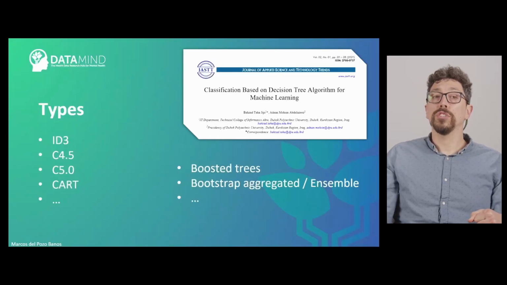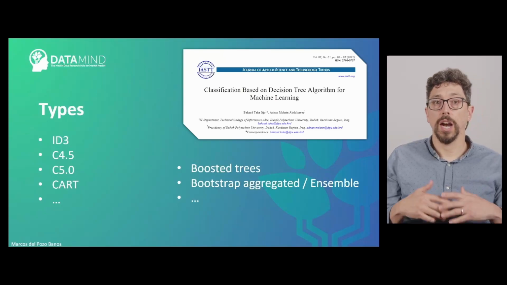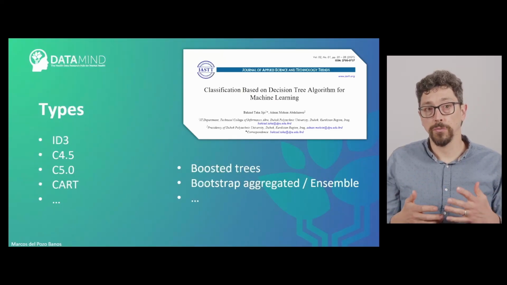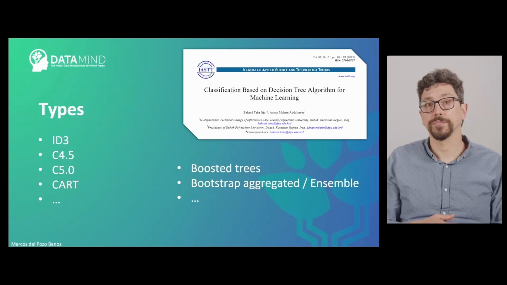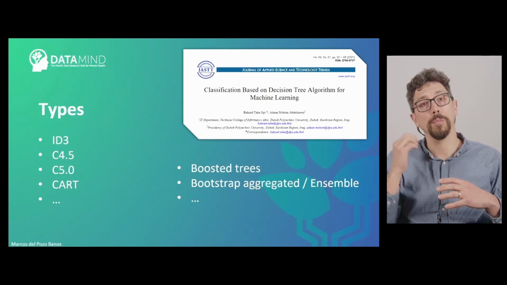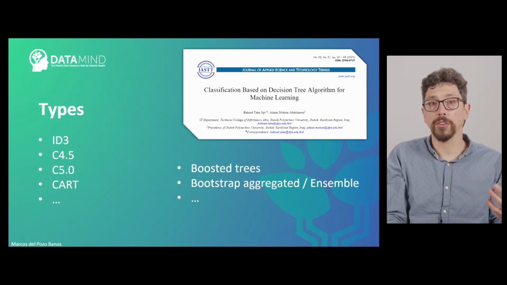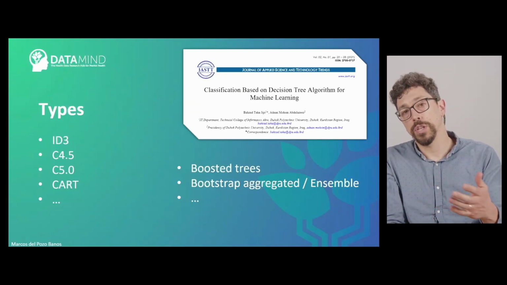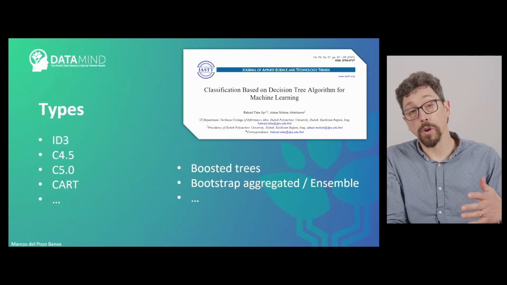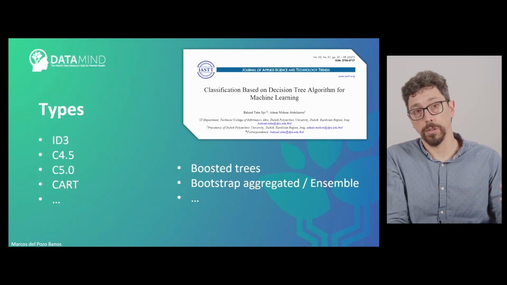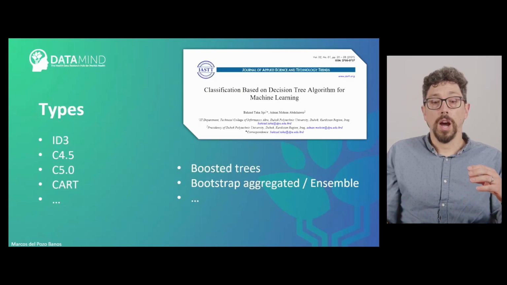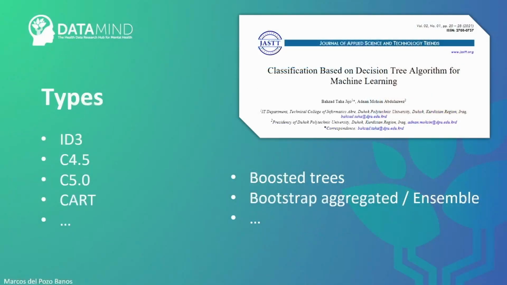There are many different types of decision trees: ID3, C4.5, CART, and these can also be combined in different ways. We have the boosted trees or the bootstrap aggregated or ensembled trees, which is where random forest falls within. I'm also giving you the title of a paper that goes through a number of decision trees for you to scan.